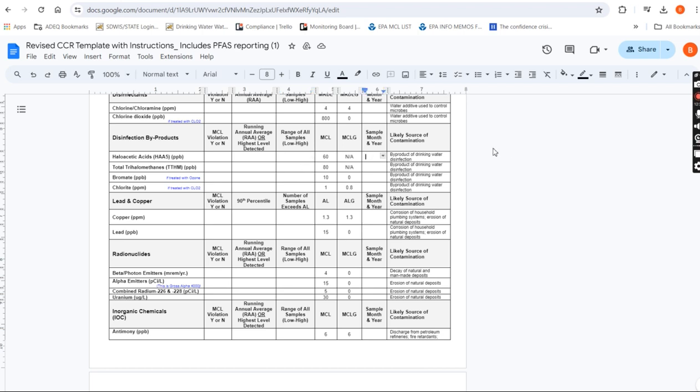For sample month and year, if you sample annually, put in the month and year, but if you sample quarterly, you can put quarterly.